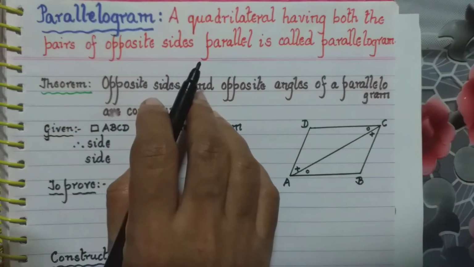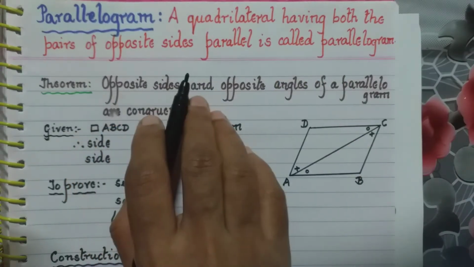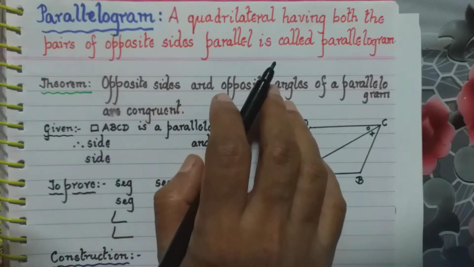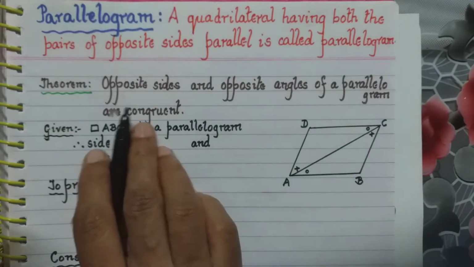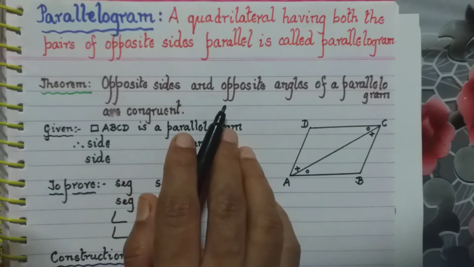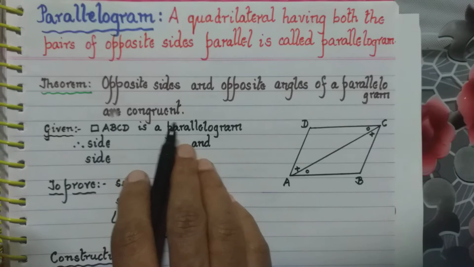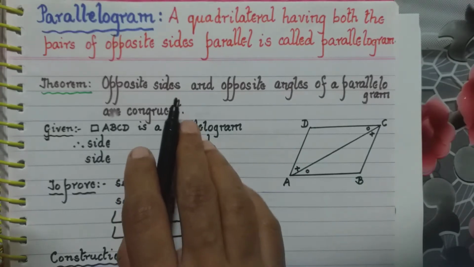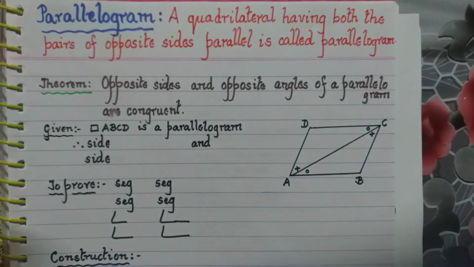A parallelogram is a quadrilateral having both pairs of opposite sides parallel to each other. Now, in the first theorem, we will prove that the opposite sides and the opposite angles of a parallelogram are congruent. Both the opposite sides and opposite angles have to be congruent.